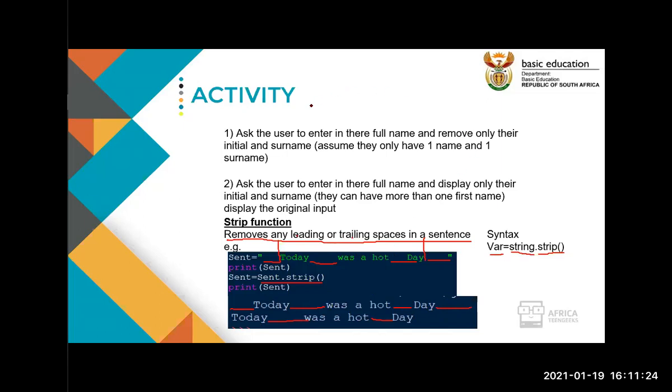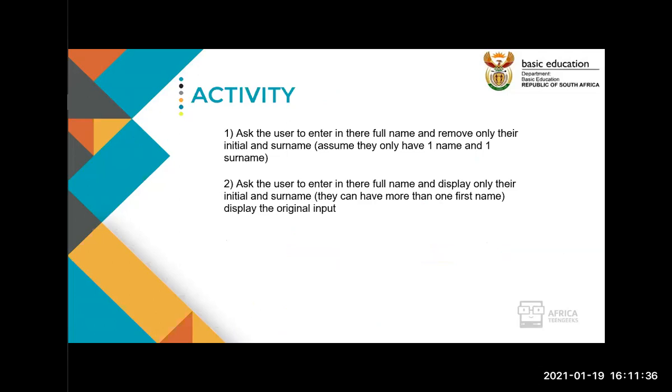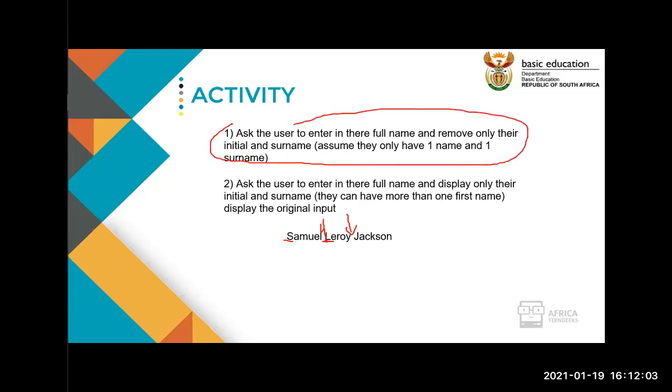All right. So today's activity was to ask the user to enter the full name and remove the initial and the surname. For example, let me erase this first. If I had Samuel Leroy Jackson, Samuel L. Jackson, I want to display the information for the second question. Sorry, I'll need to remove the S and the L. How do we know what's separating the names? Yes, there are spaces. So if you can find spaces, you can find how to separate names. That's going to be an activity for you to try, number one. And number two, I will do with you tomorrow.